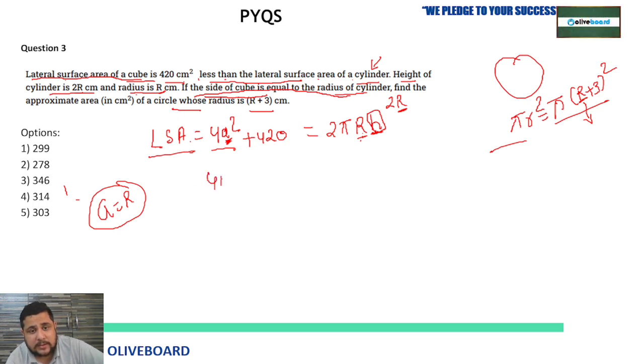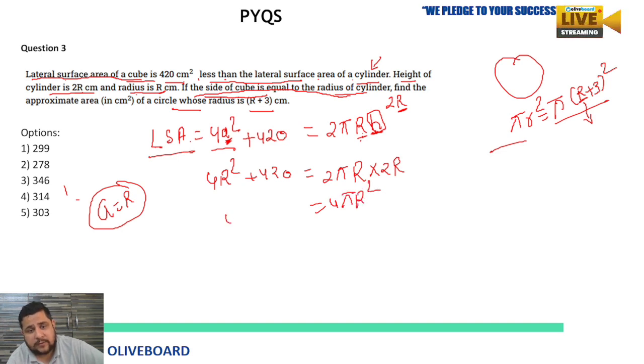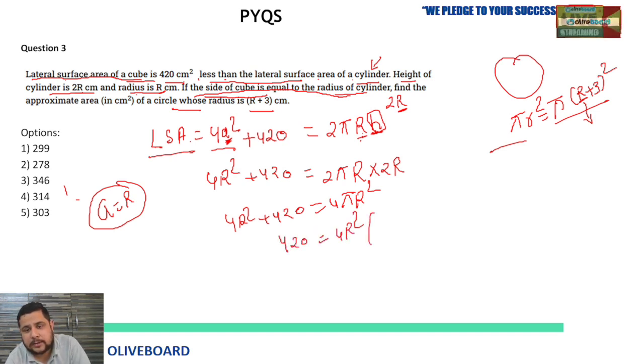So we can put R instead of a: 4R square plus 420 is equal to 2 pi capital R multiplied by 2R. So this will be equal to 4 pi R square. Now 4R square plus 420. You can take the R terms to one side, so 420 would be equal to 4R square common, and the value of pi is how much? 22 upon 7 minus 1. So finally, 4R square times 15 by 7 equals 420.